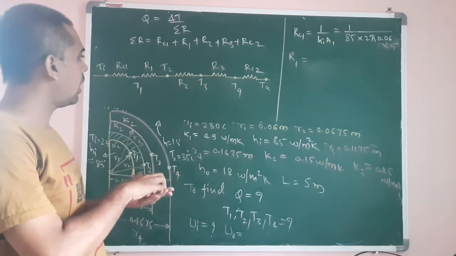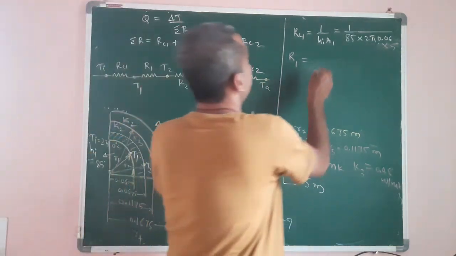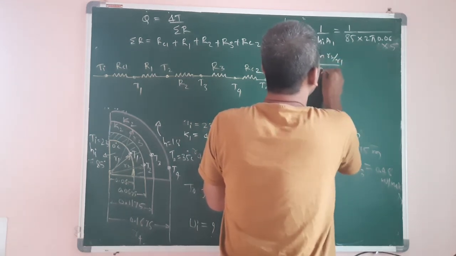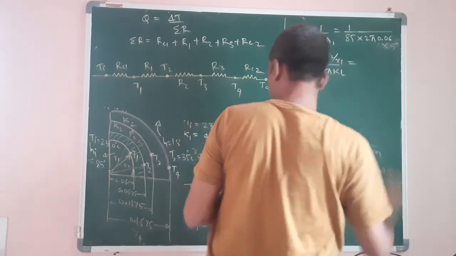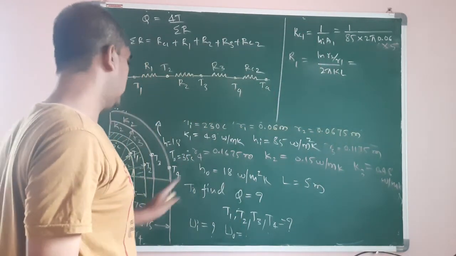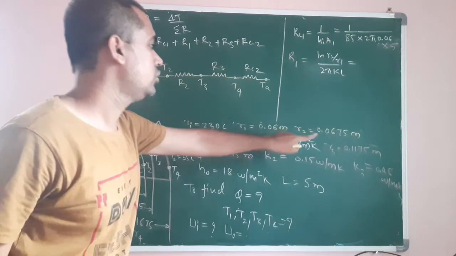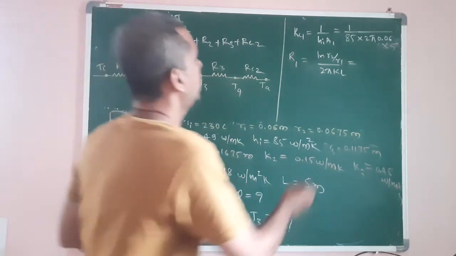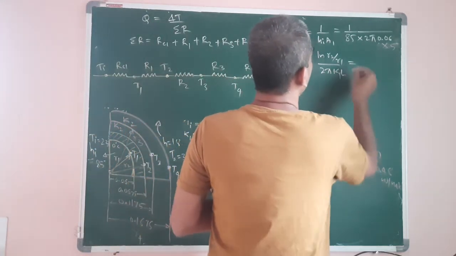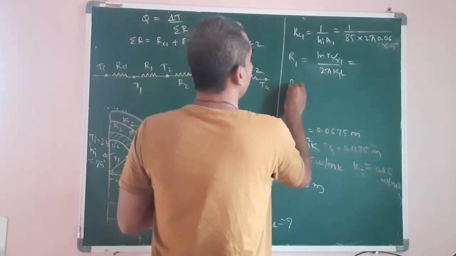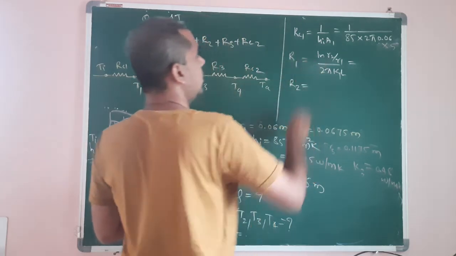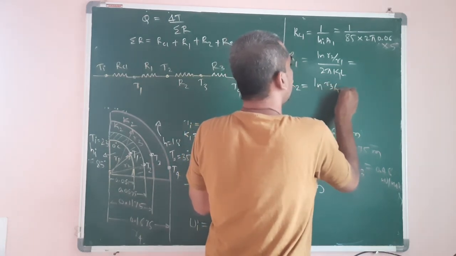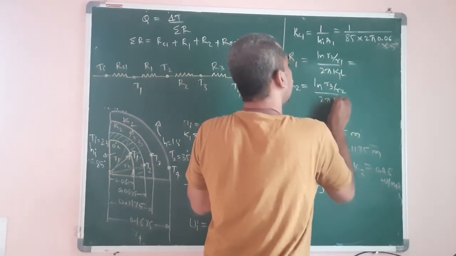Now I have to calculate R1. R1 is equal to ln of R2 divided by R1, divided by 2 pi K1 L. R2 you know, R1 you know, 2 pi you know, K1 into L. You substitute and calculate. Then R2 is equal to ln of R3 divided by R2, divided by 2 pi K2 into L.